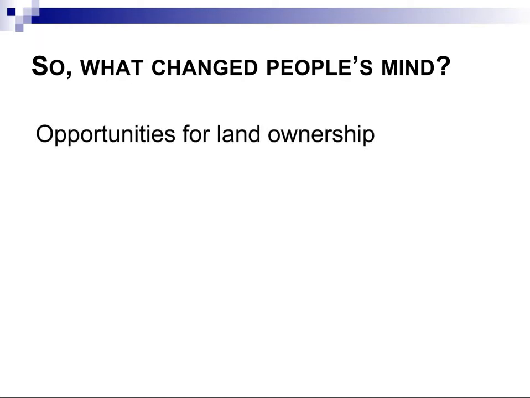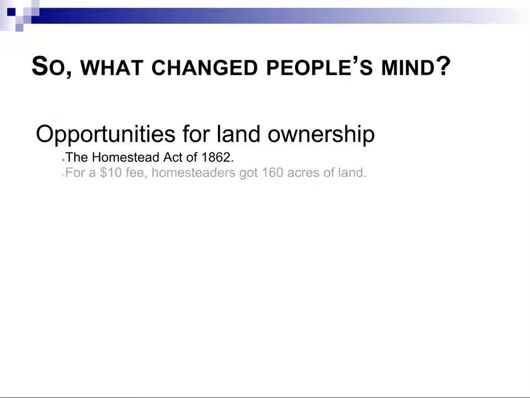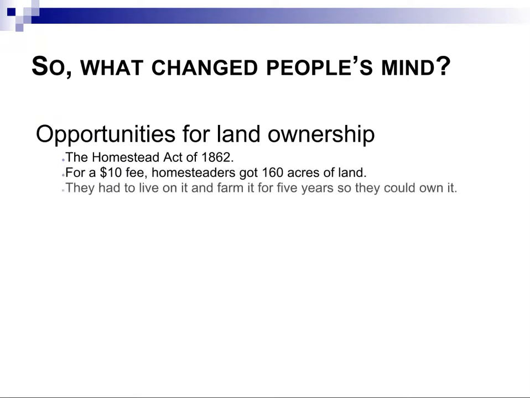We have an opportunity for land ownership that we never had before. During the Civil War, Abraham Lincoln signs the Homestead Act of 1862, designed to encourage people to settle in the plains. And what that is, for $10 you could go live there and you get 160 acres, provided that you stayed there and farmed it for 5 years. So basically, if you could make it 5 years, you pay your $10, you get 160 acres of land.